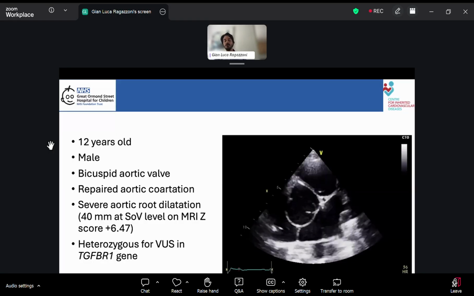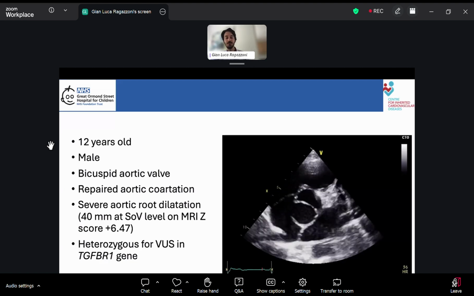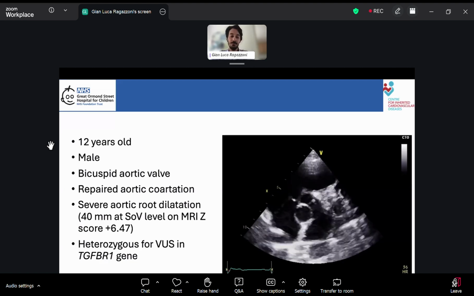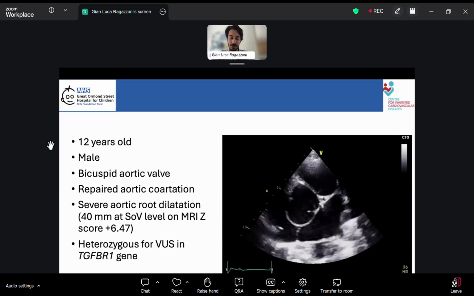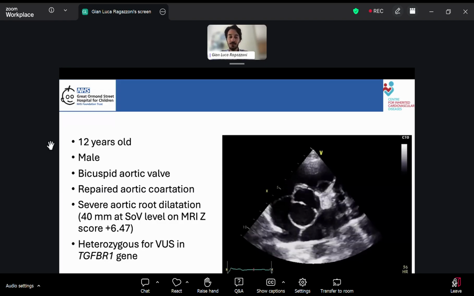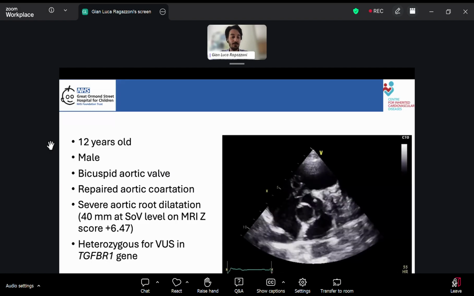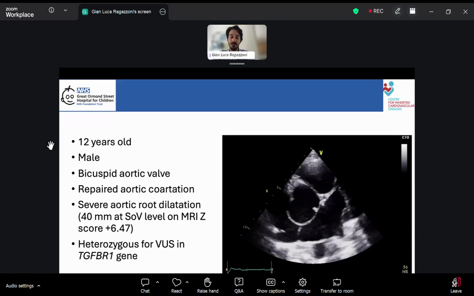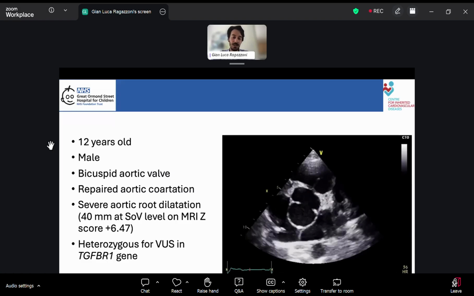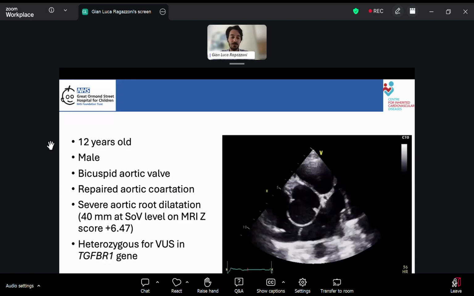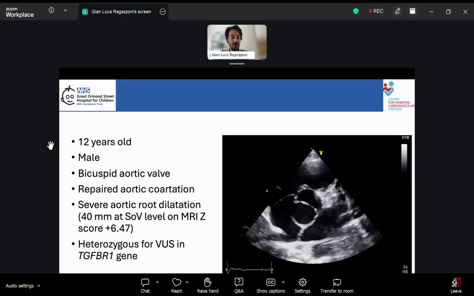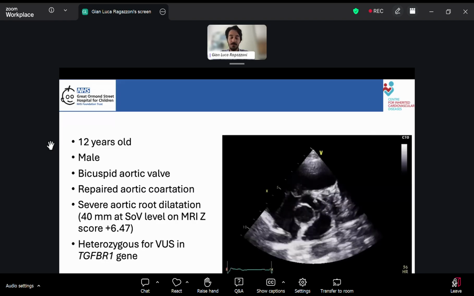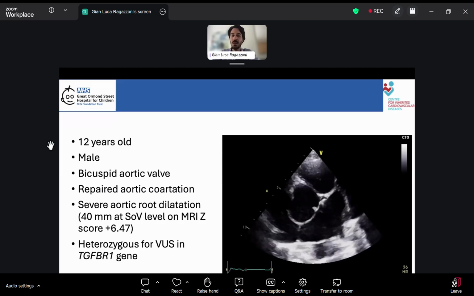Now, moving on to our third patient. So this was a 12-year-old male with a bicuspid aortic valve. He also had an aortic coarctation that was repaired shortly after birth. He has a severe aortic root dilatation, 40 millimeters at the level of the sinus of Valsalva, with a Z-score of plus 6.47. And he's also heterozygous for a VUS in the TGF-beta receptor 1 gene.